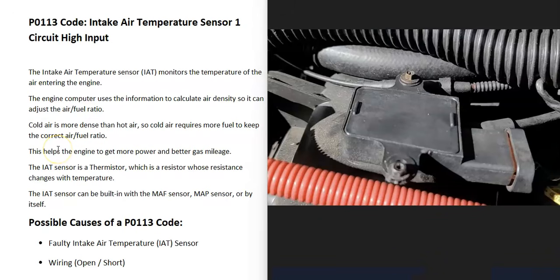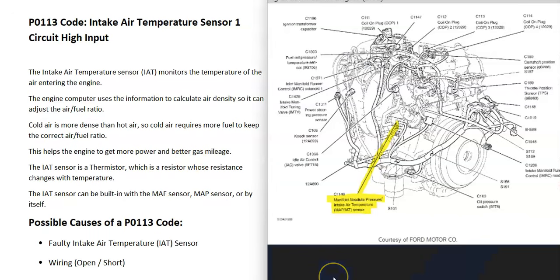And one thing about these sensors is that they can be built in with other sensors, like the mass airflow sensor or the manifold absolute pressure sensor, or they can be on their own. It's really going to vary. For example, here's a 2007 Ford Focus, and that intake air temperature sensor is built in with the manifold absolute pressure sensor, and it'll be located on the side of the engine. It's really going to vary on its location, and if it's built into other sensors or things like this.